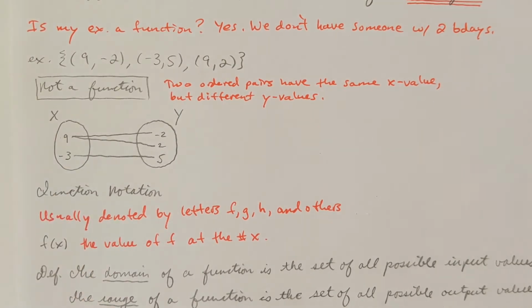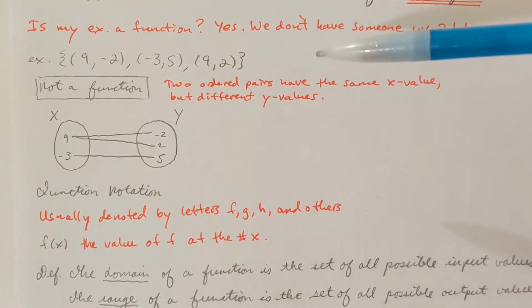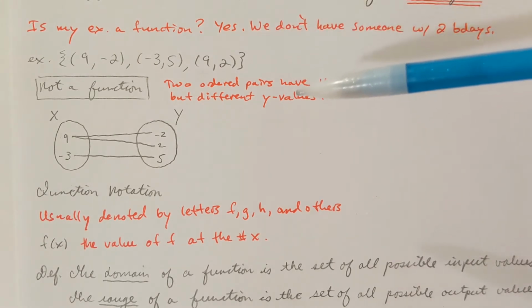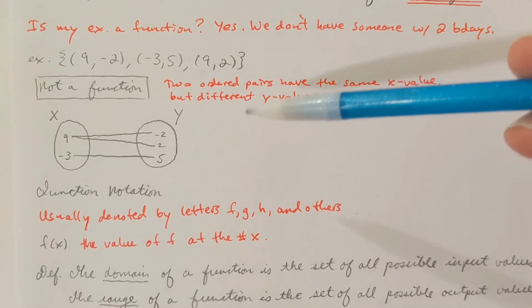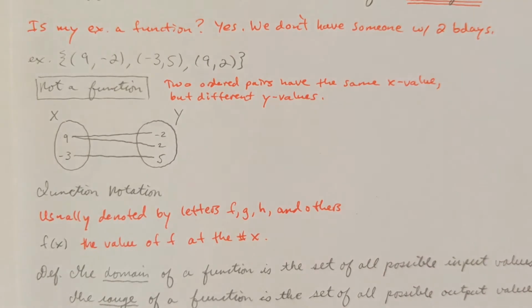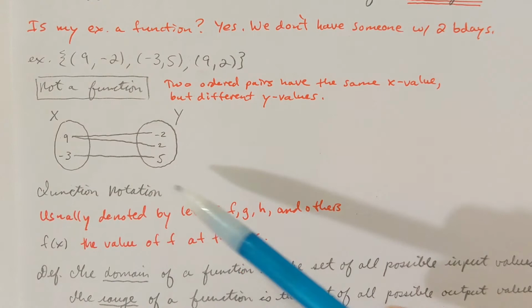In another example, suppose that we have this set of points: (9, -2), (-3, 5), and (9, 2). This would not be a function because 9 is going to two different places, 2 and -2. You can't have that with functions. Each element has to go to exactly one element in y. Okay?